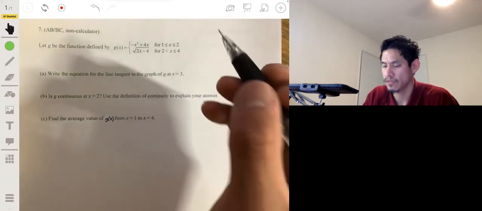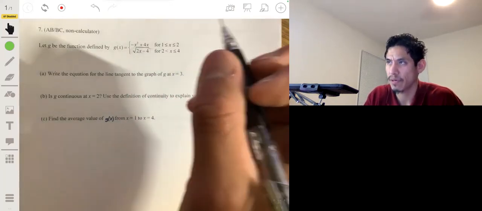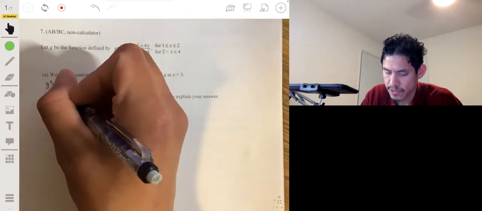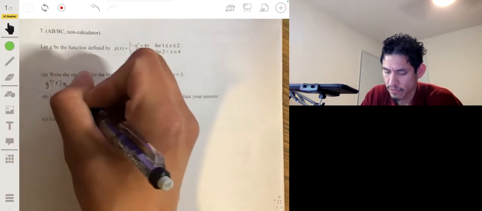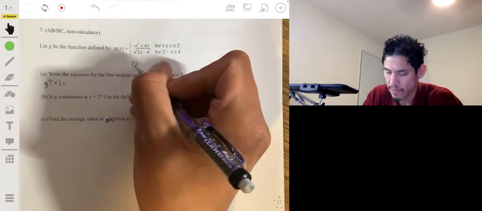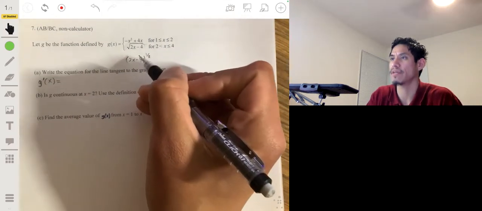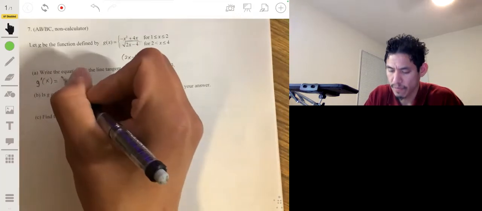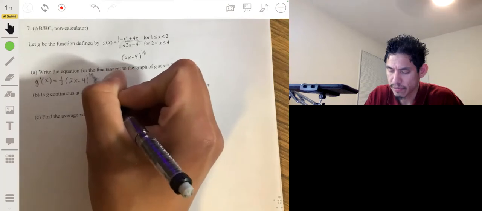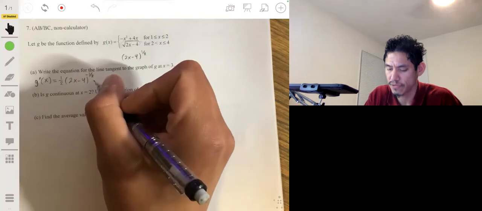x equals 3. Since it's at x equals 3, we're going to be looking at this expression. So g prime of x will be the derivative of the square root of 2x minus 4. This is the same as 2x minus 4 to the 1/2, so we're going to use power rule combined with chain rule. We're going to have 1/2 times 2x minus 4, take away 1 from that power, so negative 1/2, times the derivative of the inside, the derivative of 2x minus 4, which is just going to be 2.